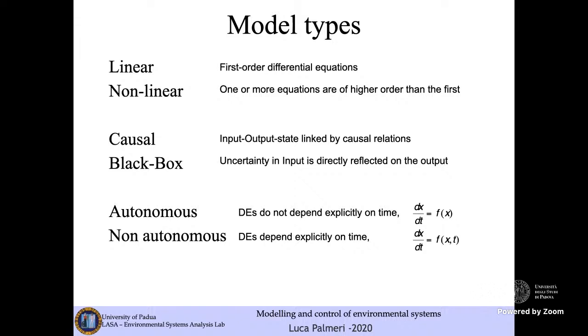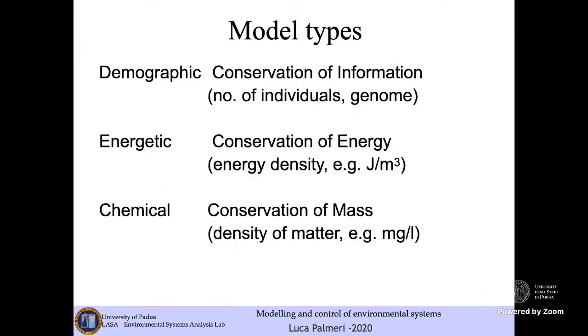In autonomous systems, we say that differential equations do not depend explicitly on time. So we may write formally that the derivative in time of a state variable x is equal to a function that depends only on the state variable x. On the contrary, non-autonomous systems are systems in which the differential equation depends explicitly on time. In mathematical writing, the derivative in time of a state variable x is equal to a function of the state variable x and of time, so these functions may change in time.